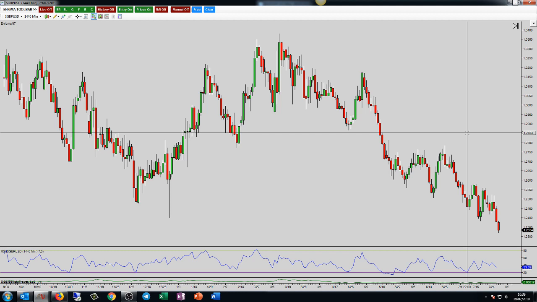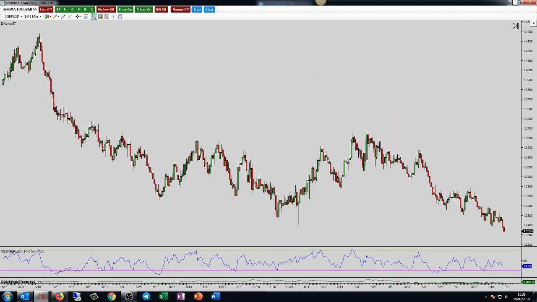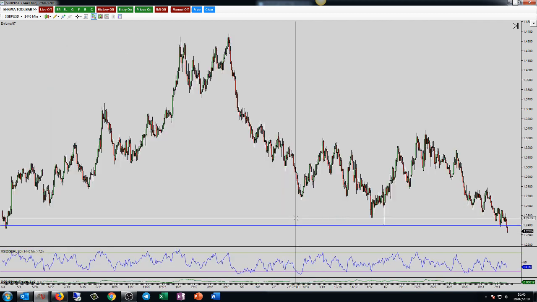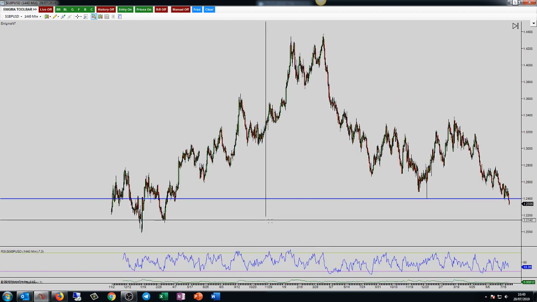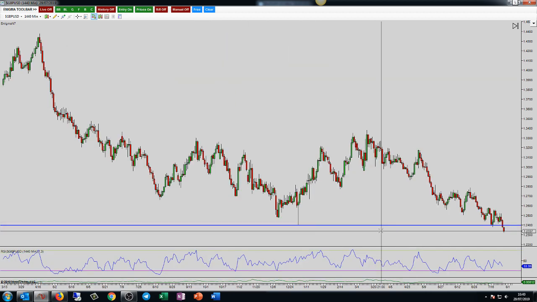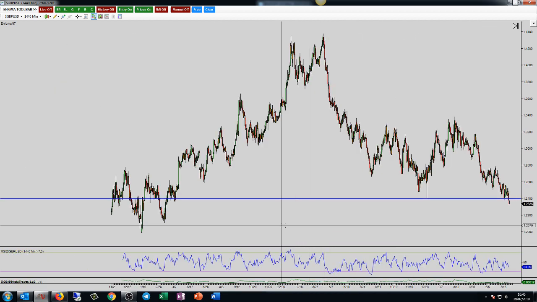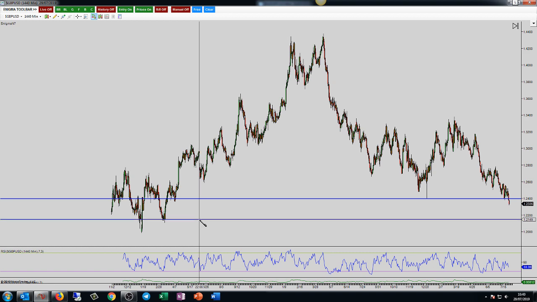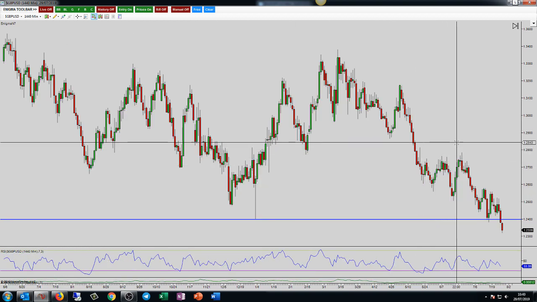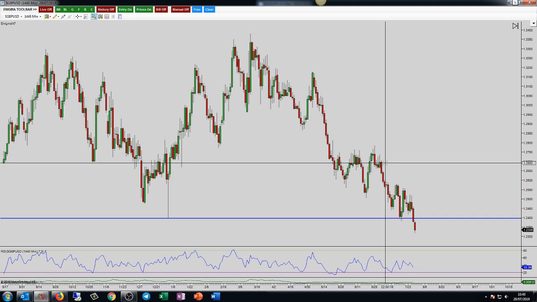So pound dollar though, pound dollar would now be looking for shorts. This is our lowest structure level just here, and we haven't yet had a confirmed close below this structure level, though we are pushing lower, and I would anticipate us to see a move down to this level. So there could be an awful lot of pips up for grabs here.